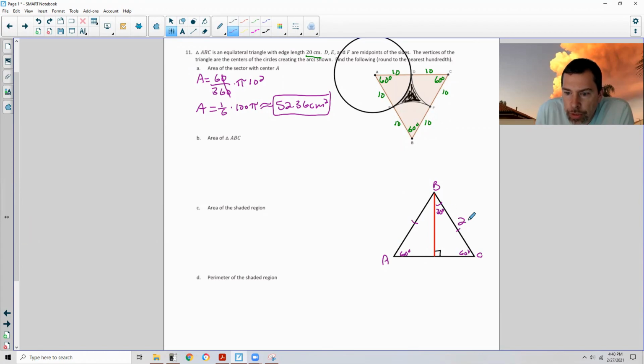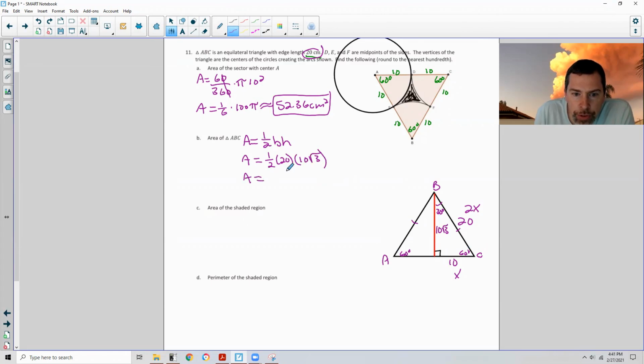These lengths are 20 centimeters. So if that's 20, this half is 10. And so this is 2x, this is x root 3. So the height is 10 square root 3. If you know these triangles, it makes your life so much easier. So now the area of the triangle equals 1/2 base times height. The base is this whole thing, which is 10 and 10, so 20, times the height, which is 10 square root 3.